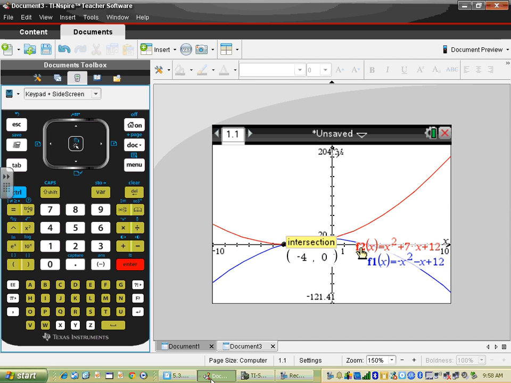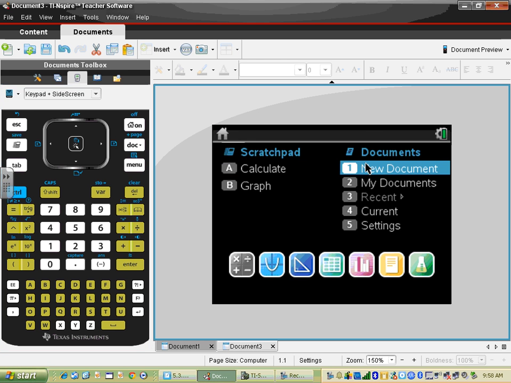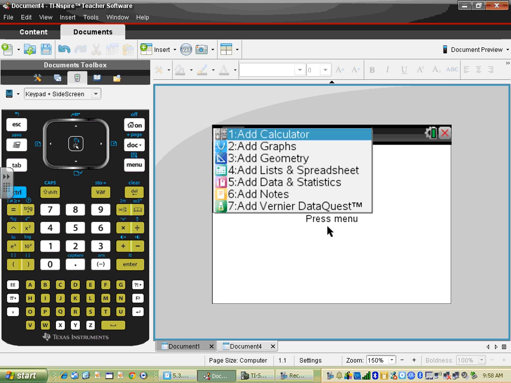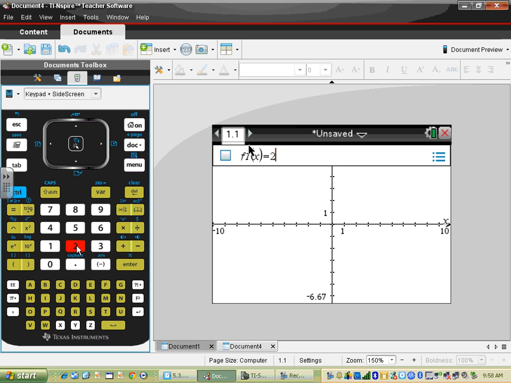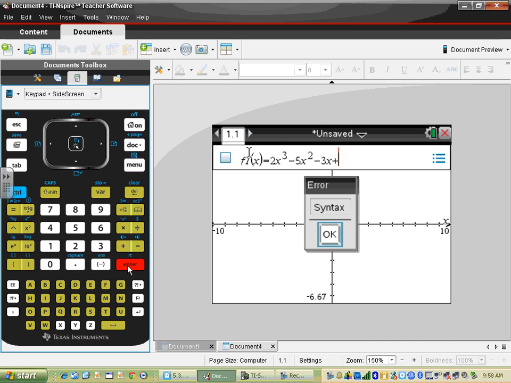If you want to see how to do that on an Inspire, no sweat. New document. On an Inspire, we're going to graph the same thing. Add graphs. Our function was 2x cubed minus 5x squared, and then minus 3x, I'm pretty sure. And I need to get rid of that little plus.